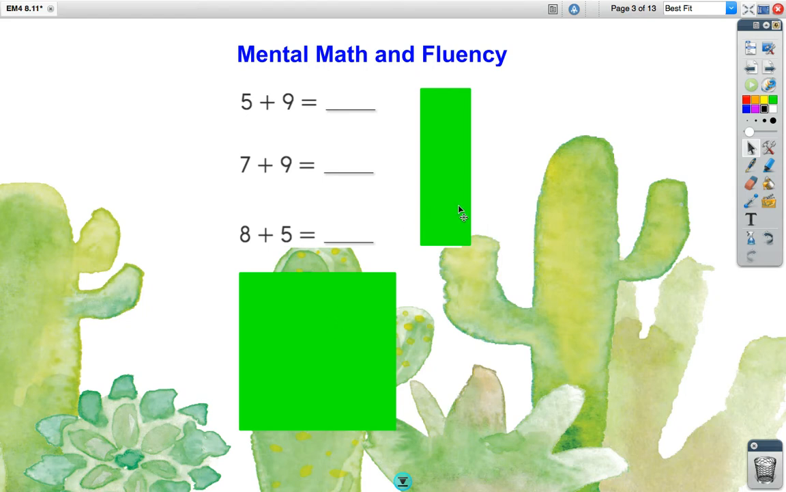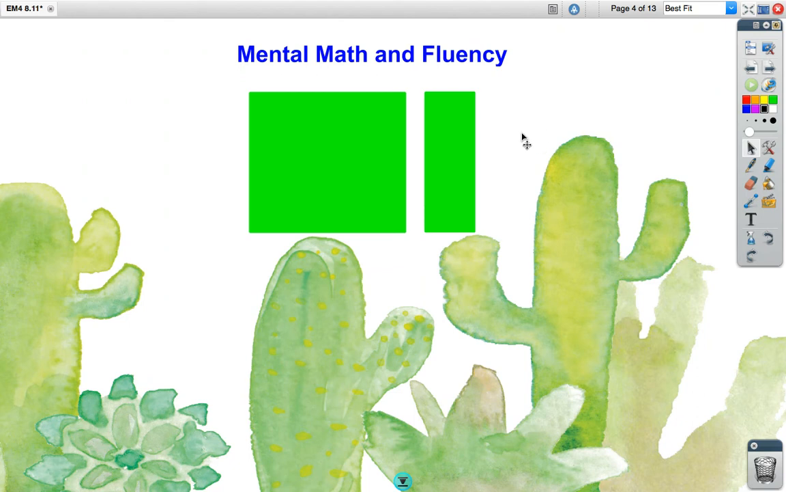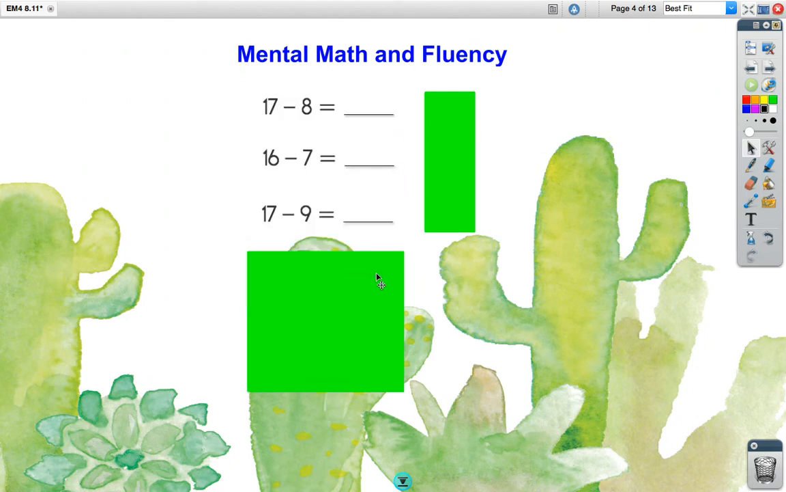The answers are 5 plus 9 equals 14. 7 plus 9 equals 16. 8 plus 5 equals 13. Great job. Let's try the last one. Ready? Begin.